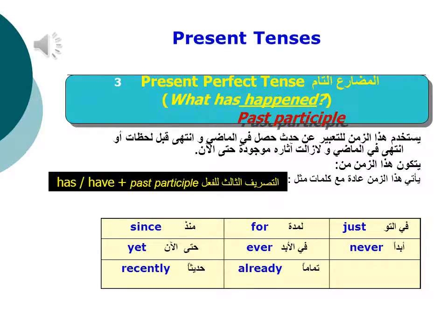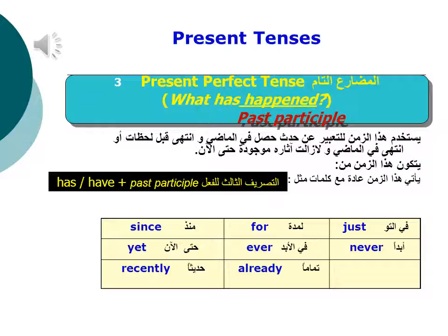Now, let me explain to you the present perfect tense, which means in Arabic al-mudari' at-tam, and it can be referred to as something that has happened, and it's formed by using has or have plus the past participle.